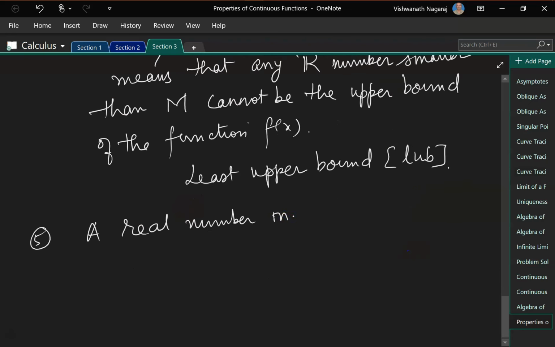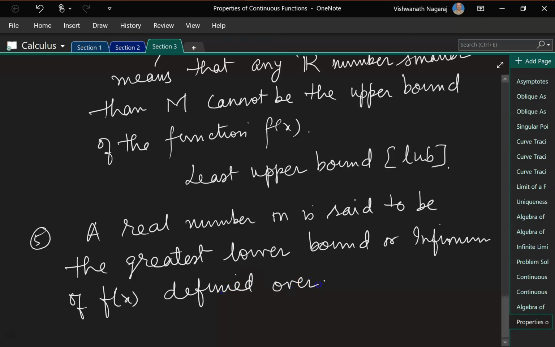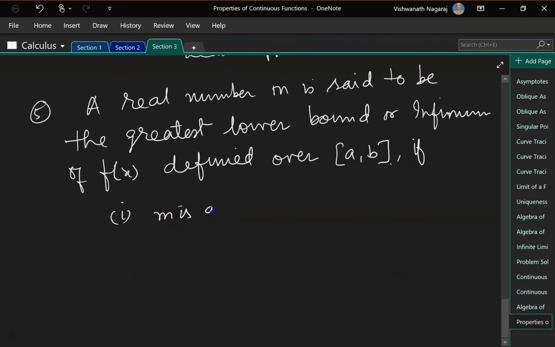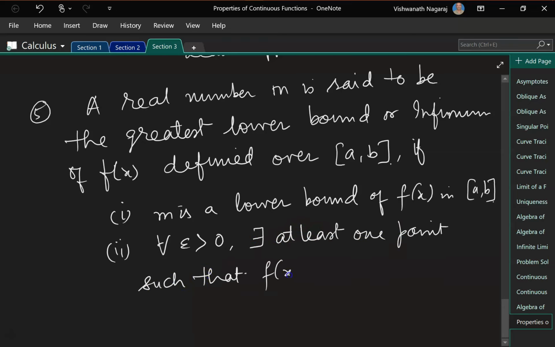A real number m is said to be the greatest lower bound or infimum of the function f(x) defined over the interval (a, b) if m is a lower bound of f(x) in the interval (a, b), and for all epsilon greater than 0 there exists at least one point such that f(x) is less than m, not capital, here I kept it as, plus epsilon.